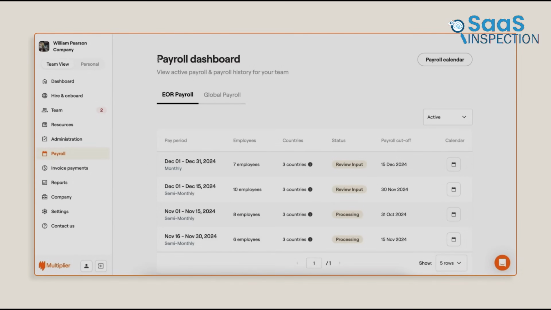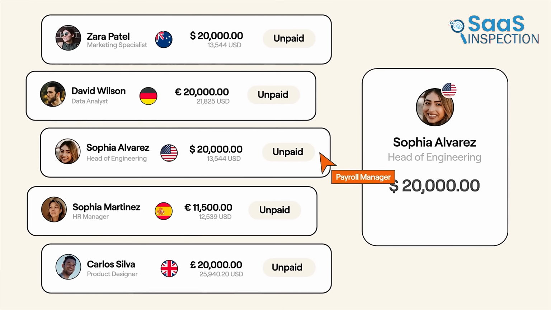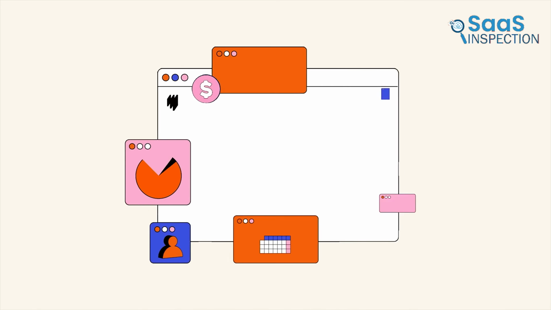This level of clarity eliminates the hidden costs of manual errors and ensures you always know exactly where your business stands financially. Managing a global team is a big step, but it doesn't have to be a complicated one if you have the right strategy. Using these tips with Multiplier can really change the way you handle your business expenses.